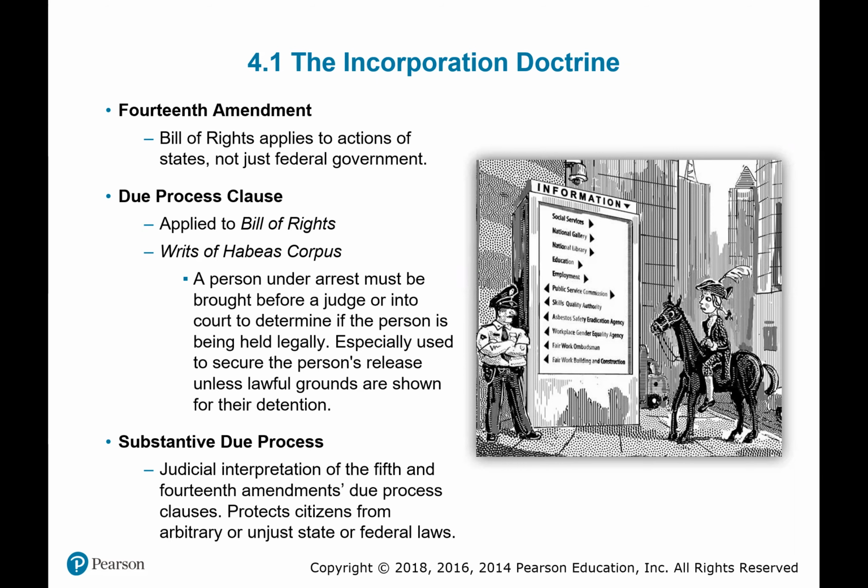Substantive due process, that's the judicial interpretation of the 5th and 14th Amendments' due process clauses, protects citizens from arbitrary or unjust state or federal laws. And that'll come into play quite a bit in this chapter, but also next chapter, the civil rights chapter.